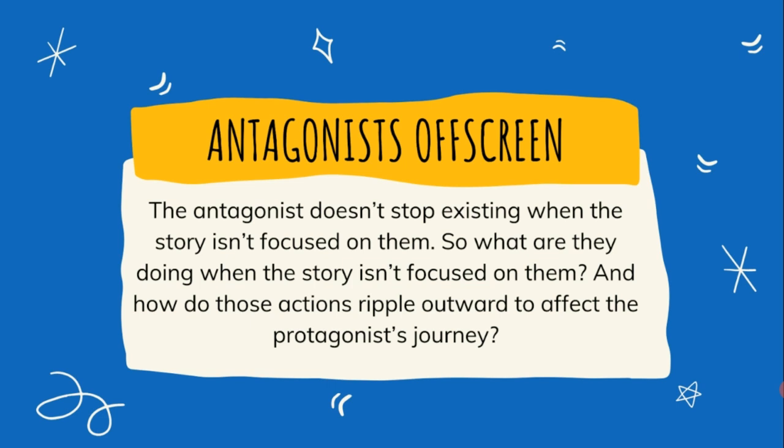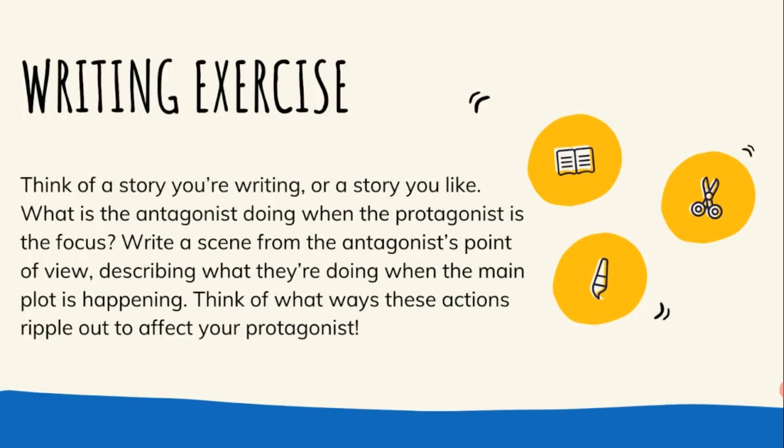This week's writing exercise is to think of a story that you're writing or a story that you like, and think of what the antagonist is doing when the protagonist is the focus. Write a scene from the antagonist's point of view, describing what they're doing when the main plot is happening. Think of ways that their actions ripple out to affect the main plot and your protagonist.